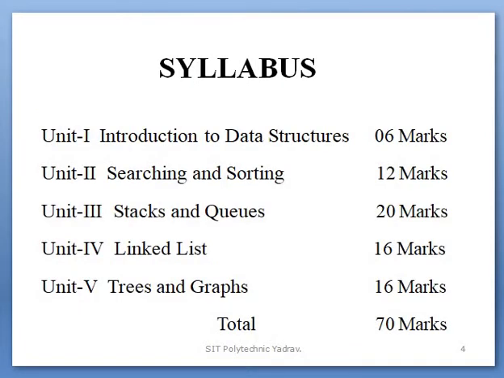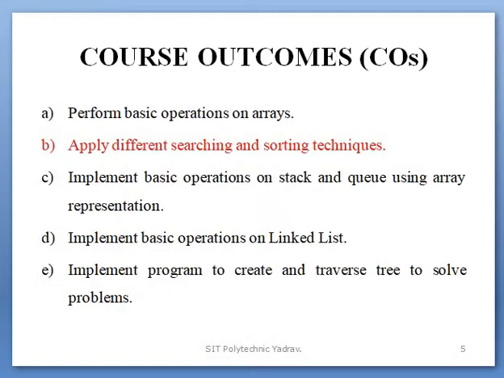Here is the syllabus for our course, in which there are 5 units and their marks allocation. After that, course outcomes. What is meant by course outcomes? After the completion of the course, what you will be able to do. Course outcome 2: apply different searching and sorting techniques. This CO is achieved after the completion of practical number 4.